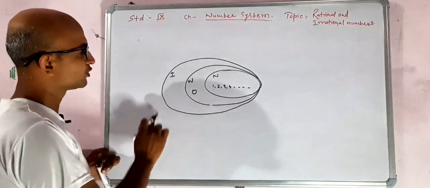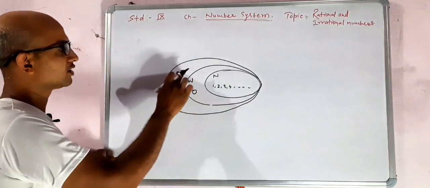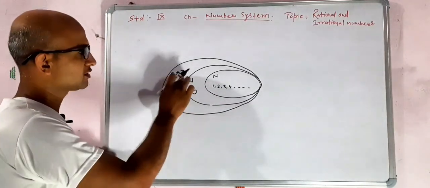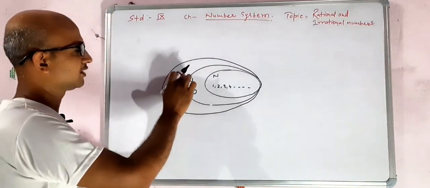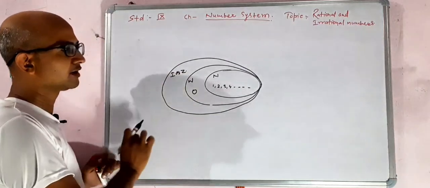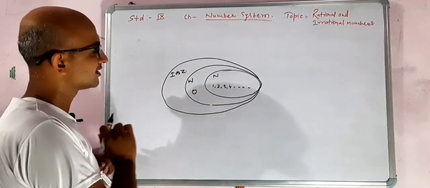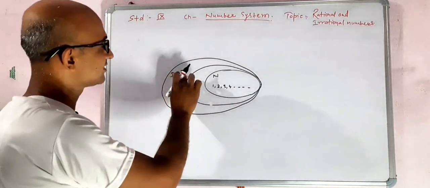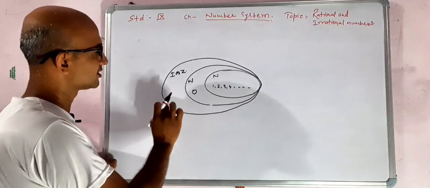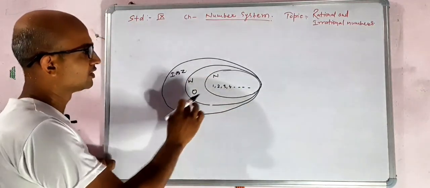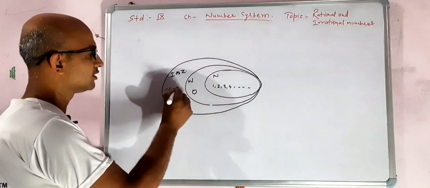This is a circle representing integers, and integers are represented by I or Z. I for integer, but students, see, integers are also represented by Z because the word integers in the German language is Zahlen. That's why integers are represented by Z, and integers are a collection of natural numbers, 0 and negatives of natural numbers.